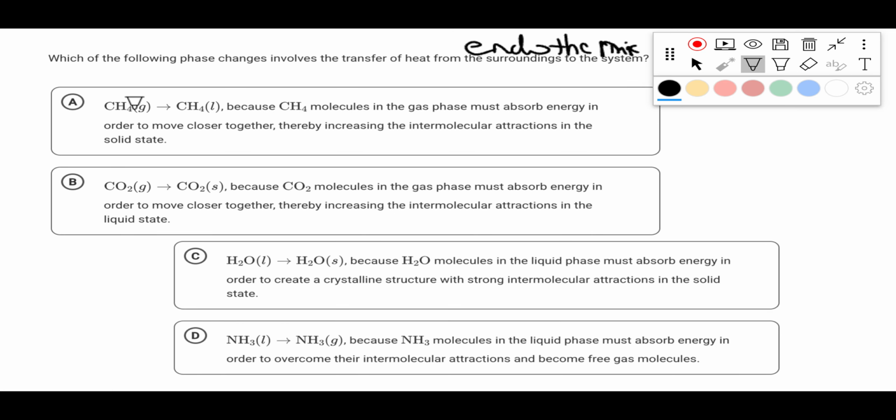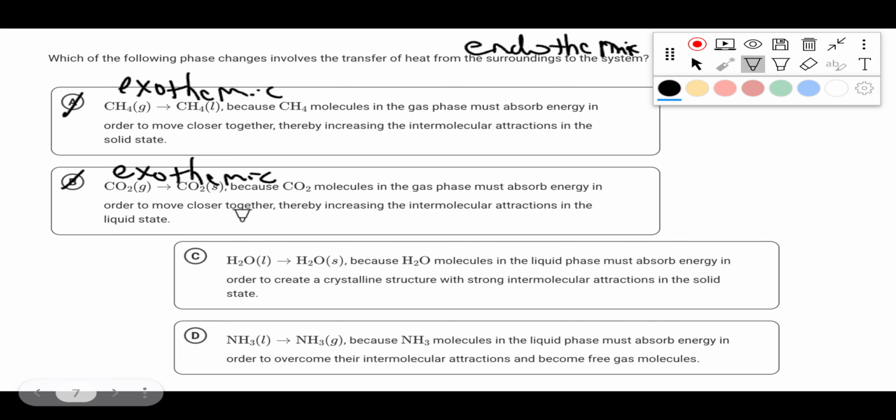So for it to go from a gas to a liquid, particles had to slow way down to be able to become a liquid. It's going to have to become more fixed position, more attractive forces. And so for it to slow down, it's going to end up having to give off energy. So it's going to be exothermic. So it can't be that one. This one goes from a gas to a solid, so it's going to have to slow way down to become a solid. That is also exothermic.